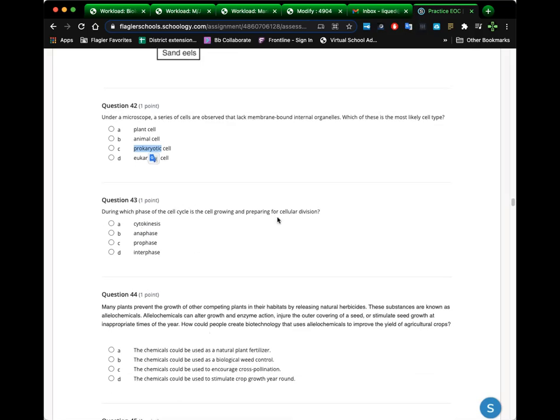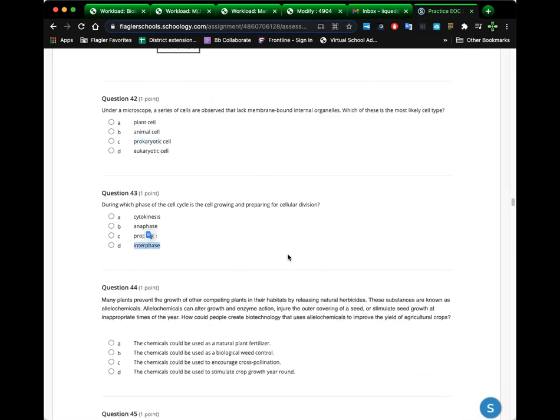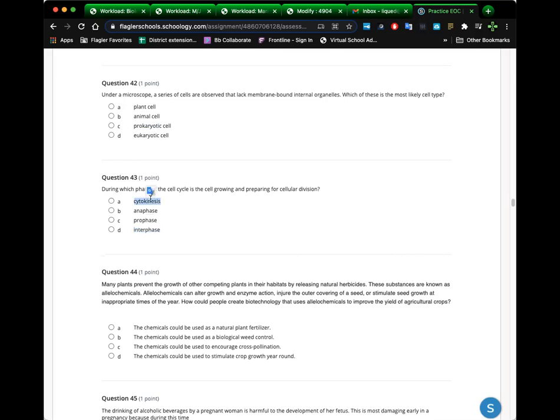All right, part of the cell cycle where it's preparing. So before the cell divides, before mitosis, before meiosis, you have G1, S, and G2. That's called interphase. Cytokinesis is after mitosis when the entire cell splits in half, and then anaphase and prophase are parts of mitosis.